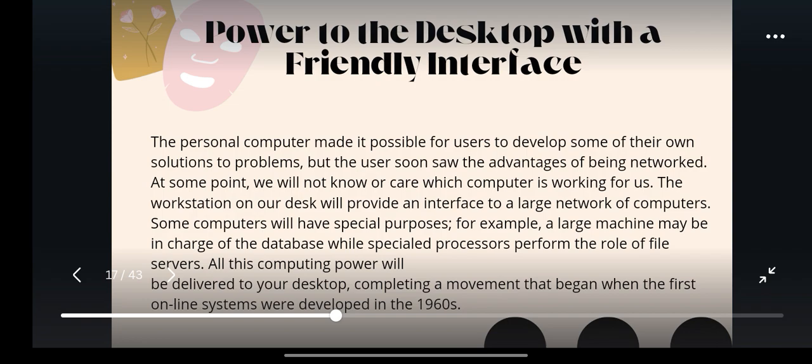So some computers will have special purposes. For example, a large machine may be in charge of the database, while specialized processors perform the role of file servers. All this computing power will be delivered to your desktop, completing a movement that began when the first online systems were developed in the 1960s. So here, the personal computers have many advantages.